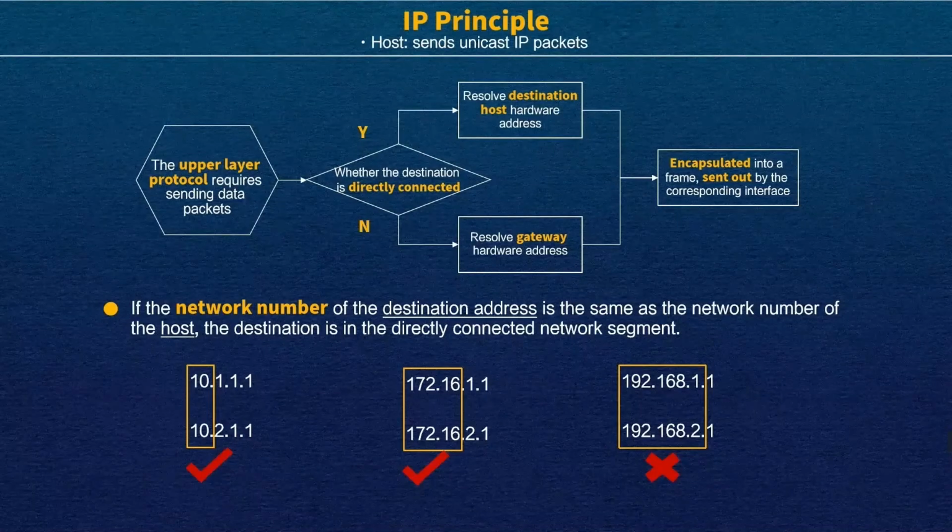So this is different. That's why, when you configure your IP address, you have to add the IP address and the mask, right? And you also have to add the gateway. The gateway will help you if you want to communicate between different segments. It's very important, okay? So this is how a host sends out unicast IP packets.